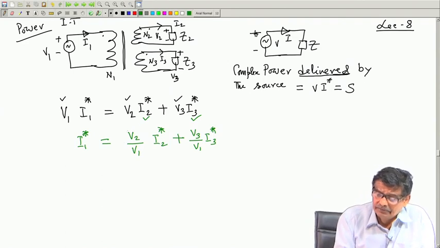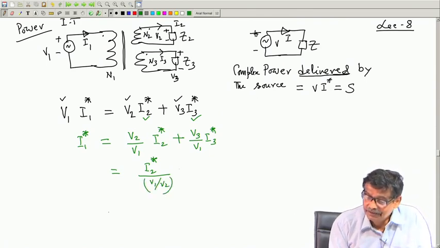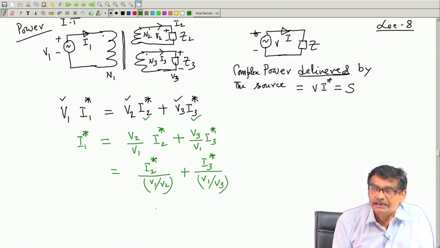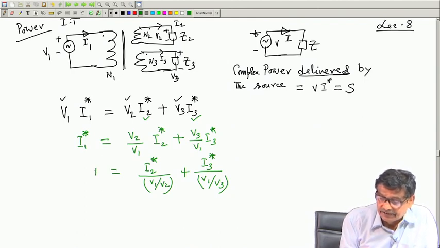So, these will give you that turns ratio. It is essentially another way of showing that the reflected current of this one is V1 by V2, which is nothing but N1 by N2. Similarly, this is I3 star by V1 by V3, that is N1 by N3, I2 by A is this one. So, I will get I1 star.